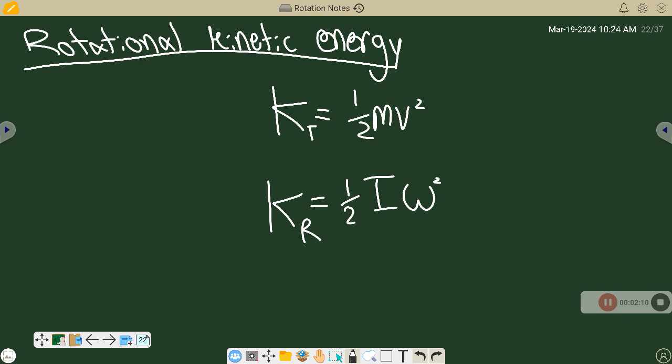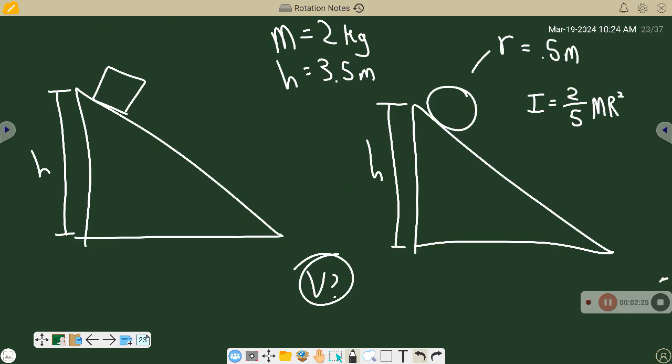We now have translational kinetic energy and we have rotational kinetic energy. There isn't much more to add to it than that. We just have this new type of energy that we have to take into consideration when looking at different problems. Speaking of which, here is a practice problem to test this out.